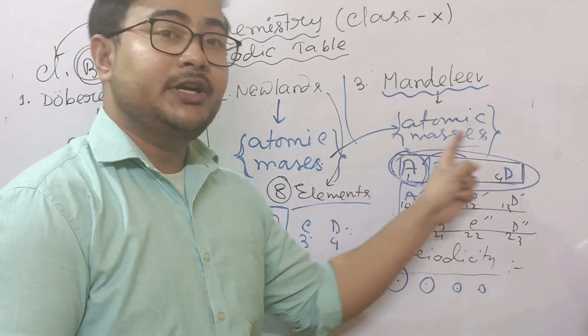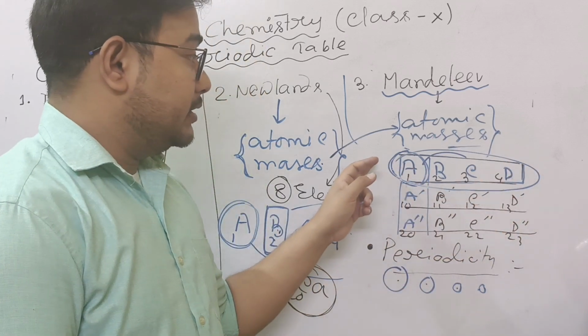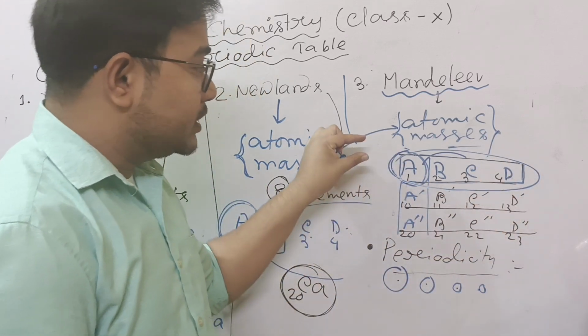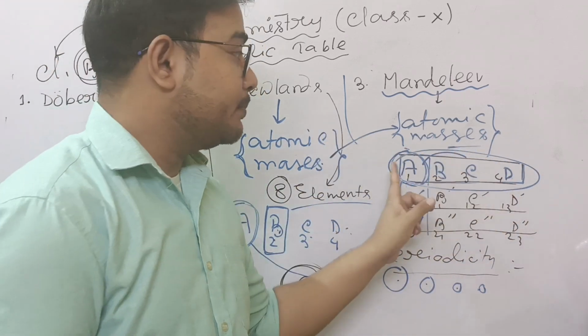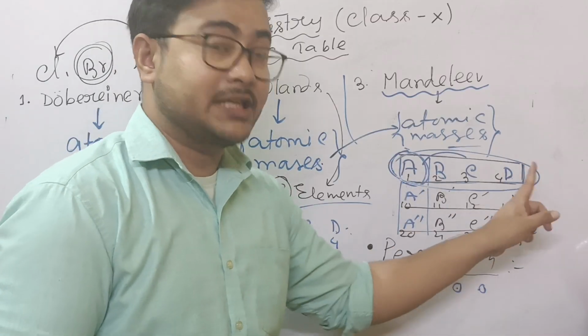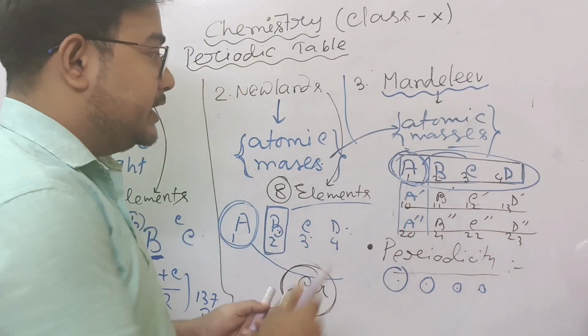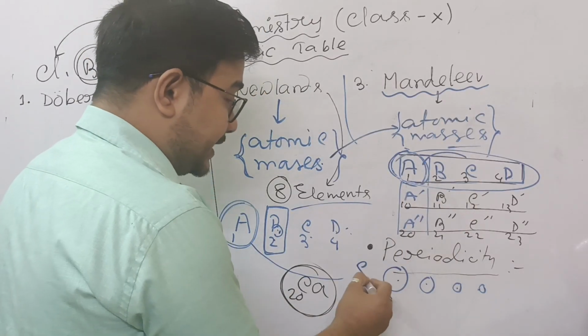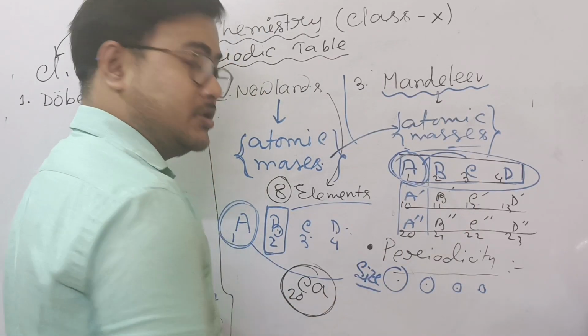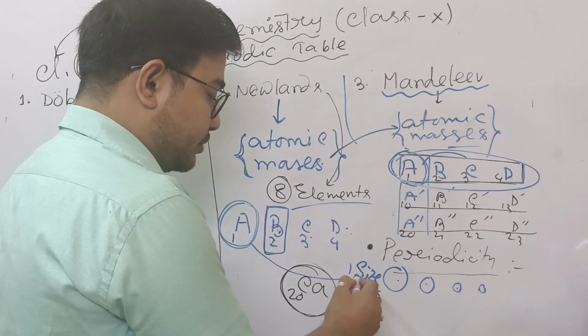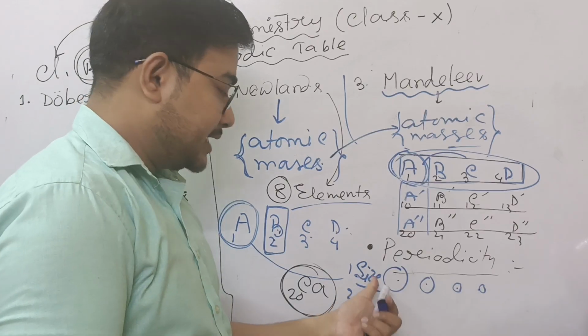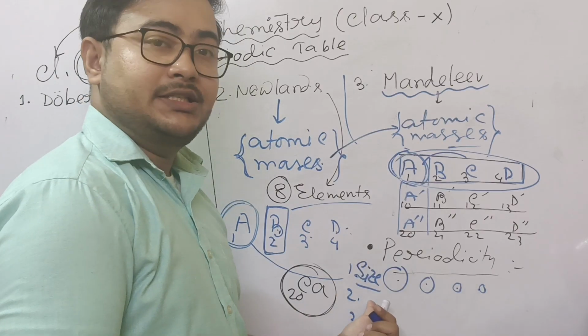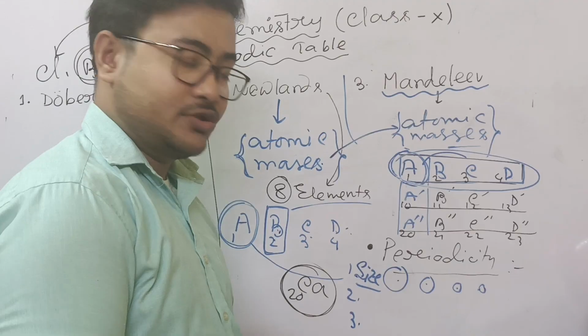What do you mean by the periodic function? As I told, if you consider a particular group, their property is more or less the same, not the same. More or less the same means, if you consider the periodic property, which property? This radius or size. Size is also one property. We have so many properties in our chapter: size, ionization energy, electron affinity, electronegativity, and so on.